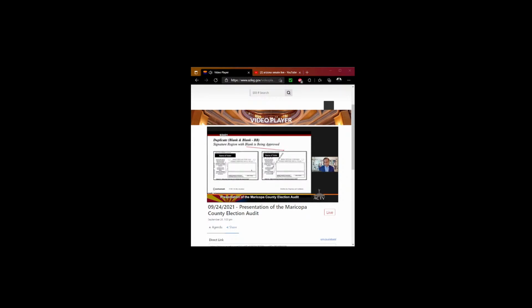Here you have two scribbles, and here you have one with a blank and a blank. And here we have one with a blank and a likely blank, and the likely blank with a little dot over here has been approved. And similarly over here, we have a signature and a likely blank, and again, the likely blank is being approved.